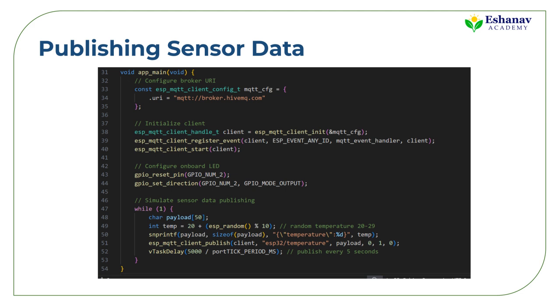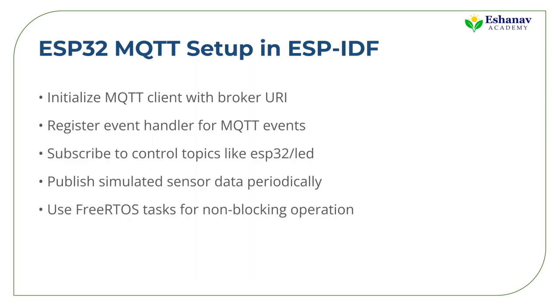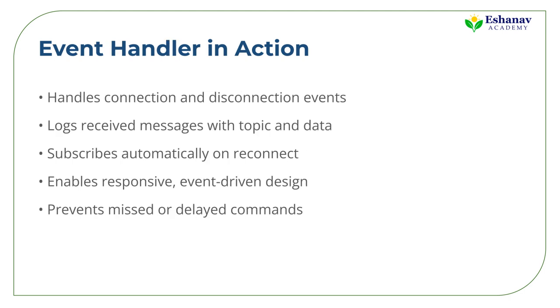To avoid blocking operations, we use FreeRTOS tasks. One task can publish sensor data every few seconds while another handles incoming messages asynchronously. This separation ensures that receiving commands is never delayed by publishing operations. Together, these steps mirror real-world IoT systems where sensors continuously report status and actuators respond instantly to commands, creating a responsive two-way communication loop.